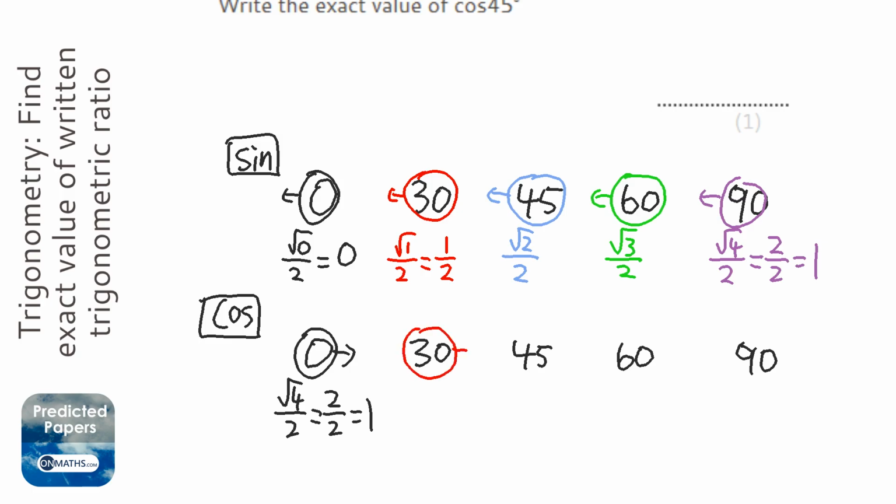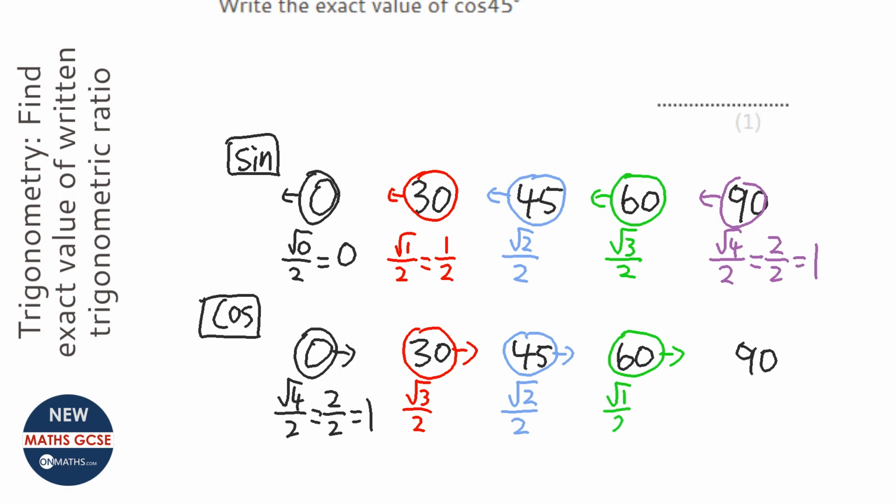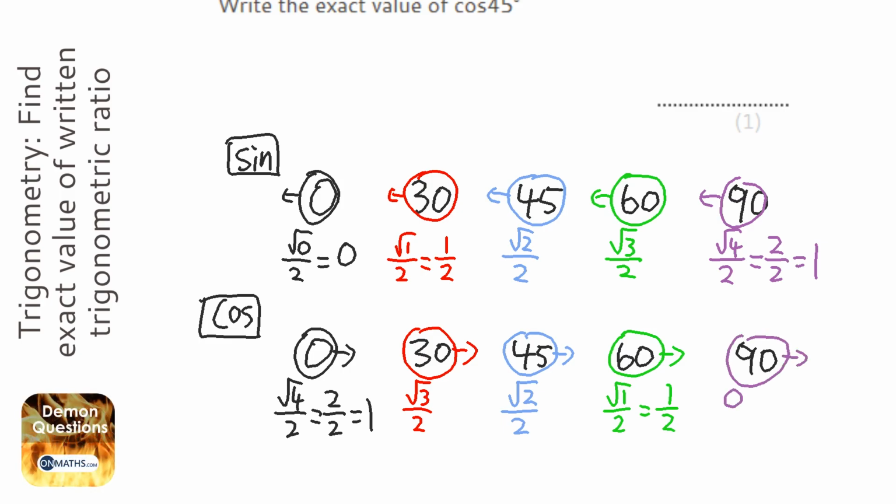And this time we're going right, so there are 3 numbers on the right there. Over 2, can't simplify that. And there are 2 numbers on the right here, so root 2, and always over 2. We are only left with 1 number on the right here, so root 1 over 2, which is just 1 over 2, because root 1 is just 1. And here we are left with 0 numbers on the right, so root 0 over 2, which we know is just going to be 0.